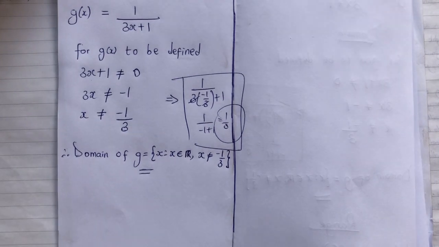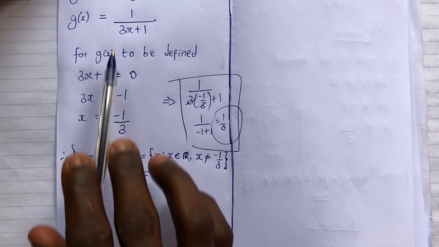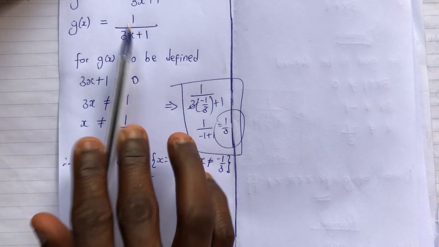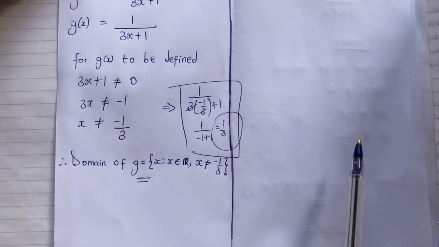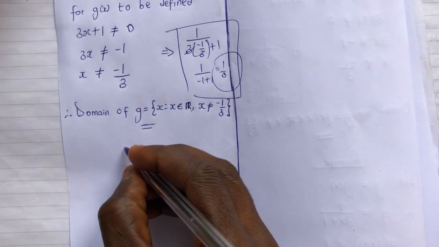So I can close my bracket, and this is our domain. This simply means that if minus 1 out of 3 will make the equation undefined, then any other value apart from this will make the equation defined. But those values are many, so we cannot list them. So now, let's go to the range. How do we find the range?